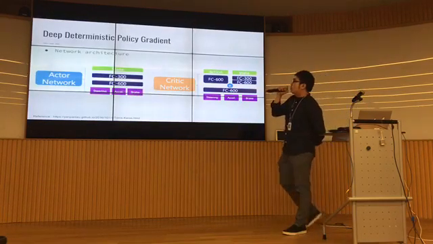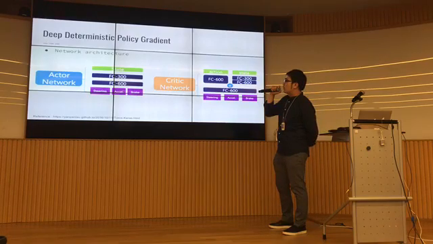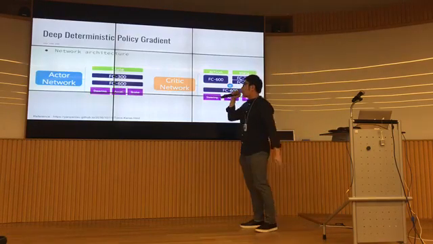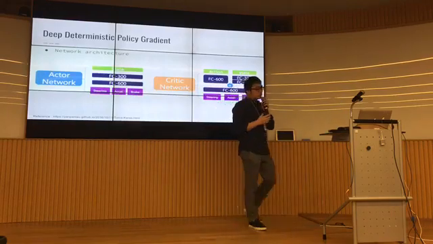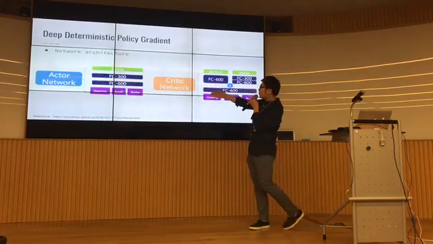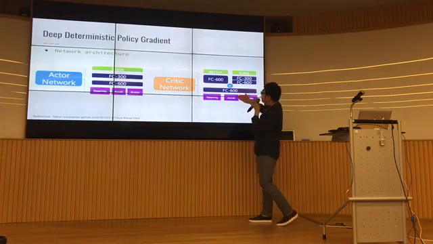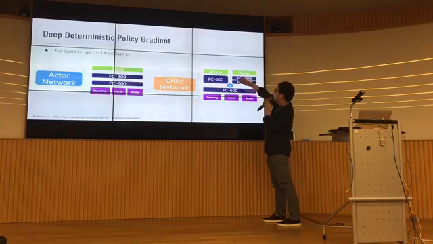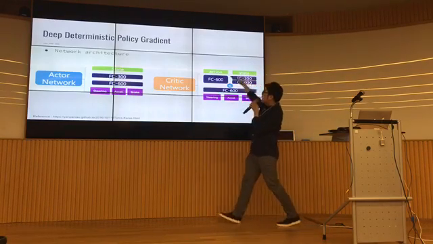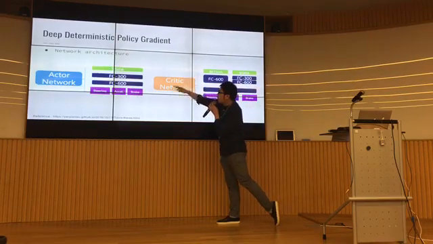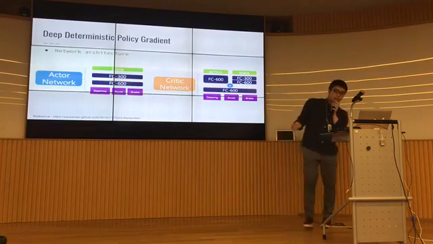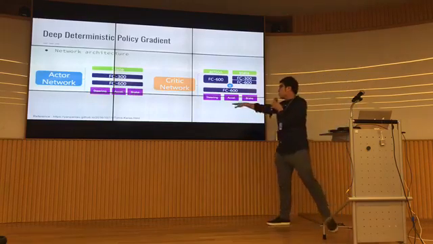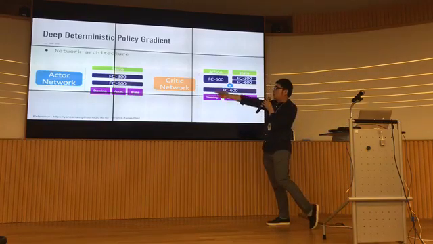This is my network design. FC means fully connected layer, and the number is the number of neurons. This one is the actor network and this one is the critic network. The input of the critic network is action and state. The output of the actor network is the input of the critic network, so this is the evaluation of the actor network.